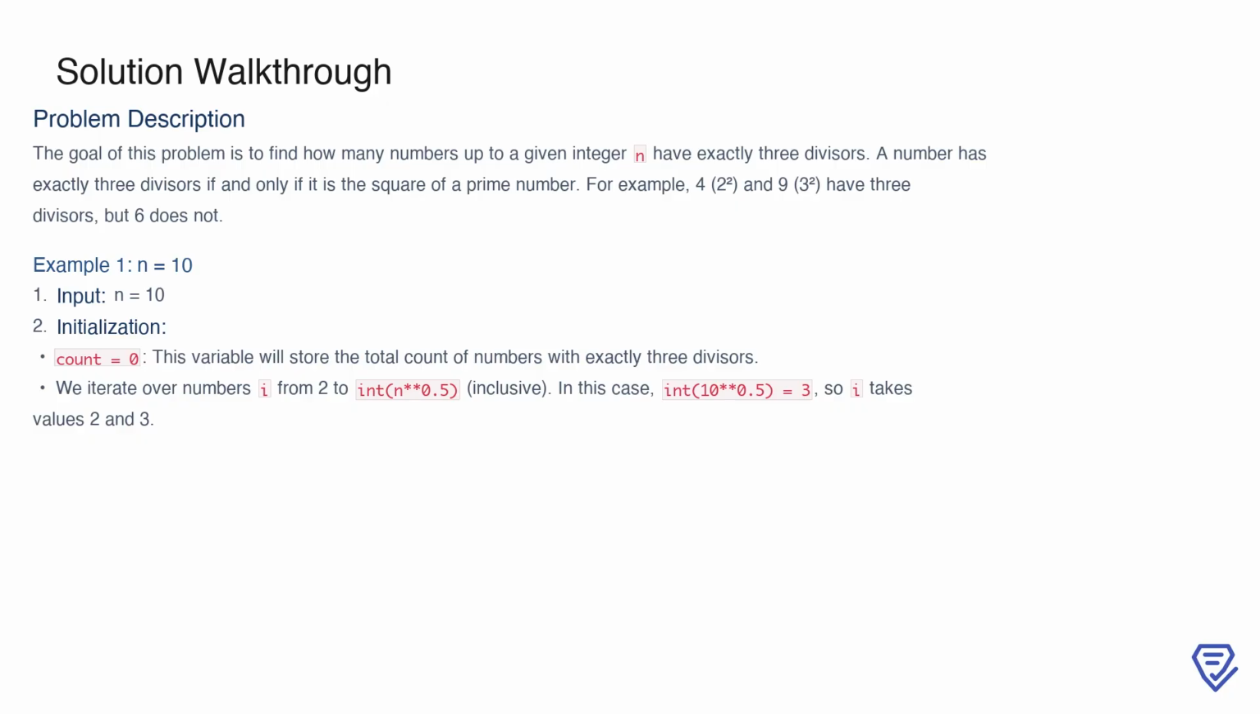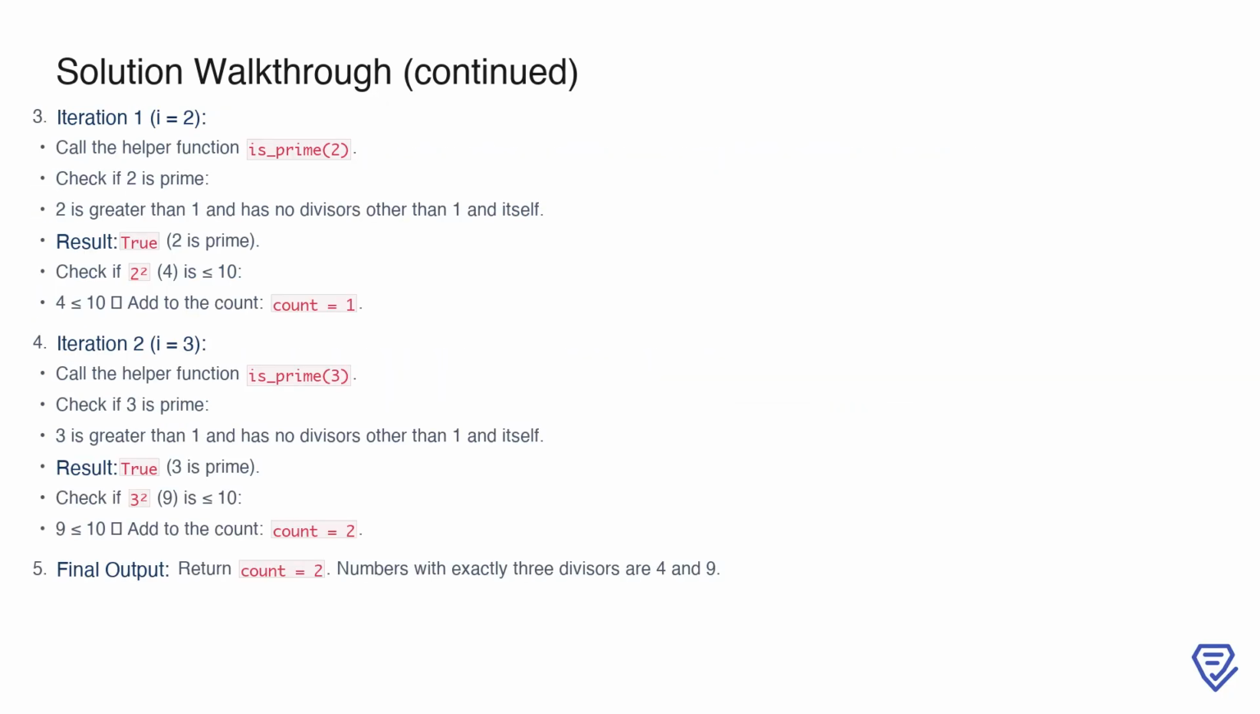To illustrate, consider the example where n equals 10. We initialize a count variable to 0, which will keep track of the numbers with 3 divisors. Then, we iterate over integers i from 2 up to the square root of n, rounded down. In this case, the square root of 10 is approximately 3.16, so i takes on the values 2 and 3. For the first iteration, where i equals 2, we check if 2 is a prime number using the helper function is_prime. Since 2 is greater than 1 and has no divisors other than 1 and itself, it is a prime number. Next, we check whether the square of 2, which is 4, is less than or equal to 10. Since it is, we increment the count to 1.